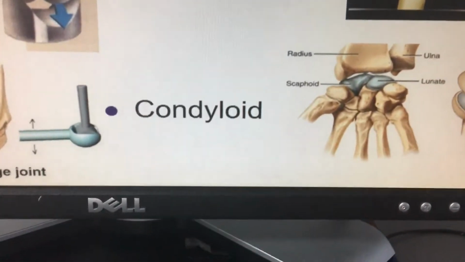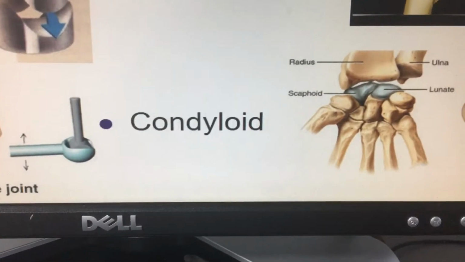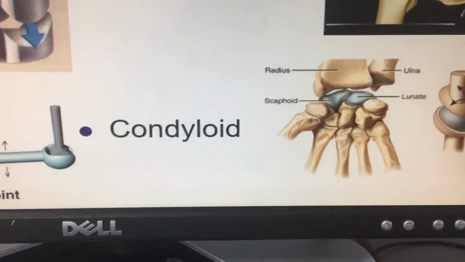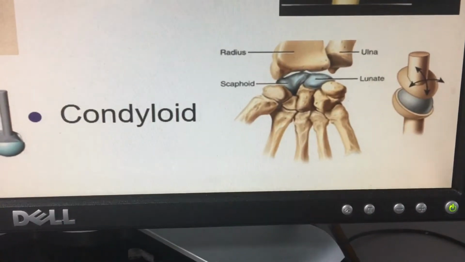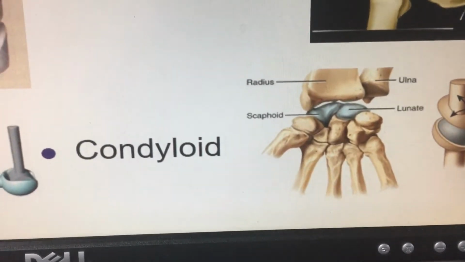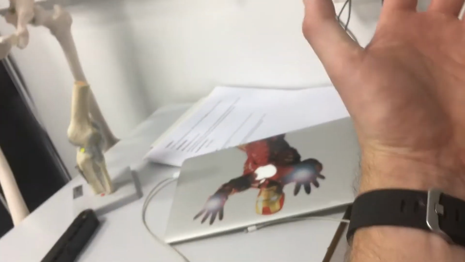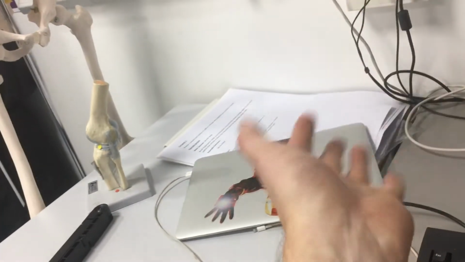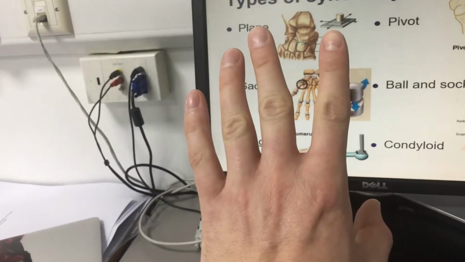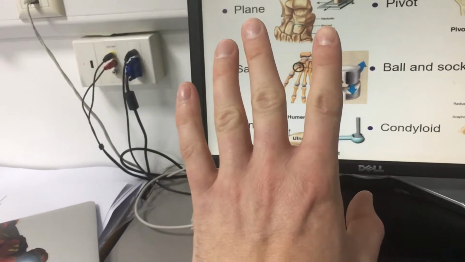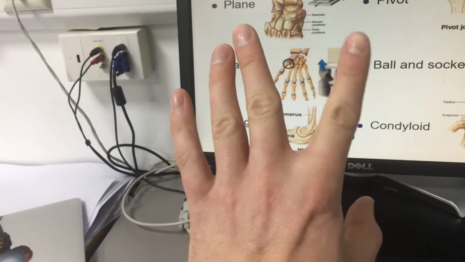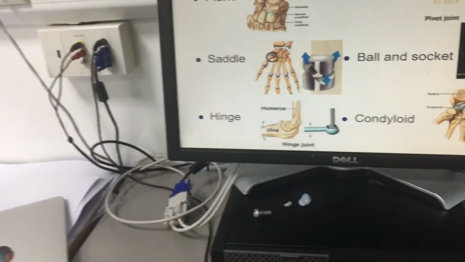And our final example being the condyloid joint or ellipsoid. Here we've got the example where the radius and ulna meet the carpals at the wrist. So we've got this sort of action of the wrist, forwards, backwards, side to side. You've also got condyloid joints at this first knuckle where your fingers or phalanges meet your metacarpals. We go side to side, forwards and back.